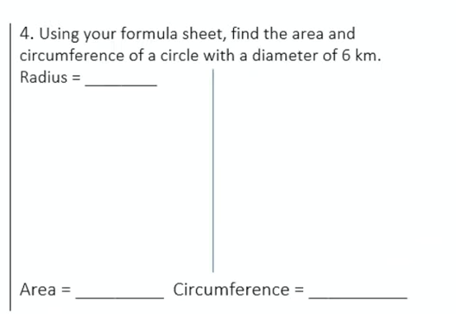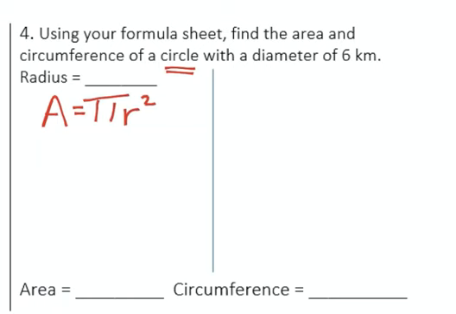Alright, so number 4, grab your formula sheet. It says, using your formula sheet, find the area and the circumference of a circle with a diameter of 6 kilometers. Now, if you look at your formula for area, it says area of a circle, okay, because we're looking at a circle. Always identify what shape you're looking at, so you use the right formula. Area equals pi times r squared.